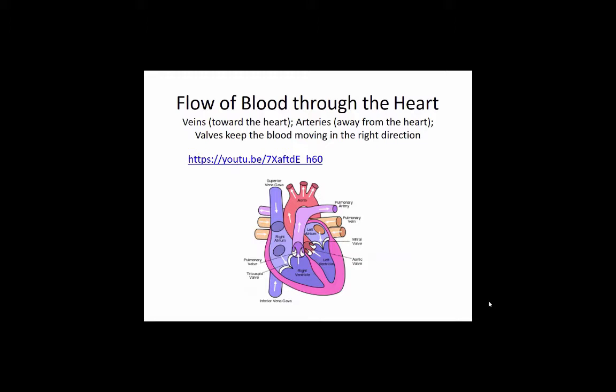As a review, I have a diagram here for the flow of blood through the heart, with veins taking blood toward the heart and arteries taking blood away from the heart, and the valves keeping the blood moving in the right direction. I found this YouTube video on the Khan Academy. It's narrated very well, and I give you the link here. It is closed captioned. The captioning is accurate, and I encourage you to watch that just to review your flow of blood through the heart.